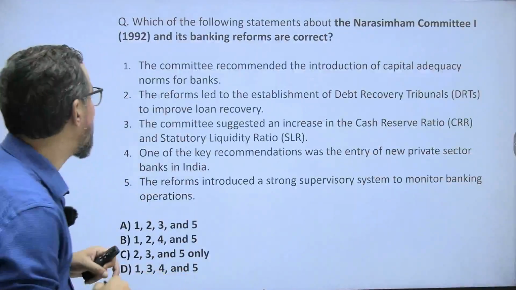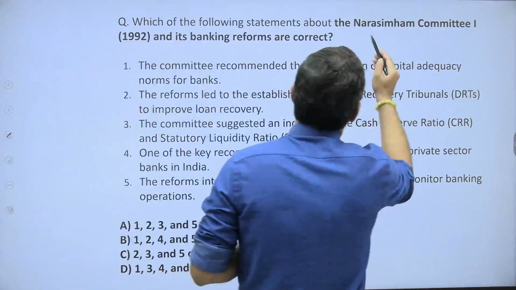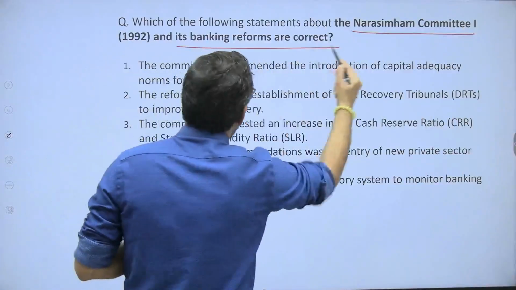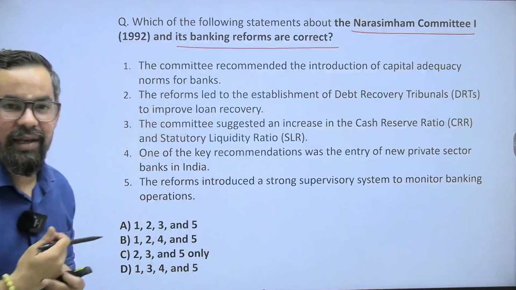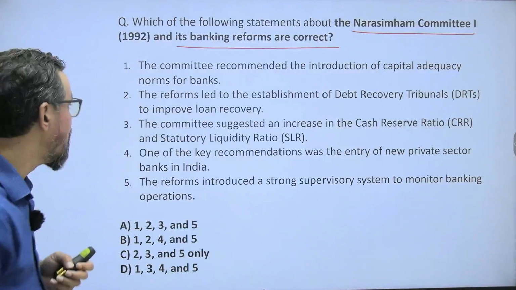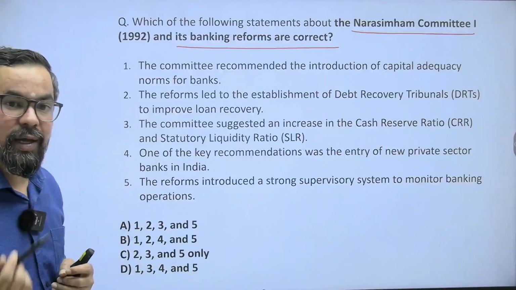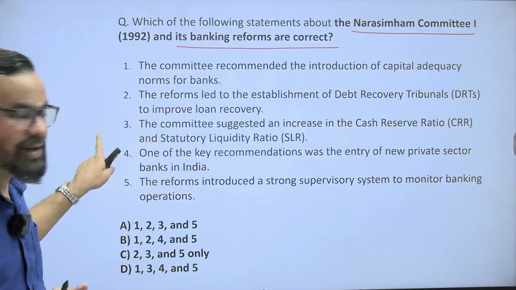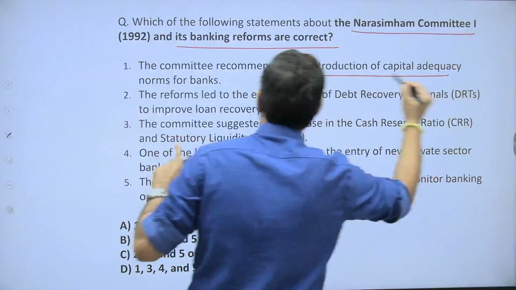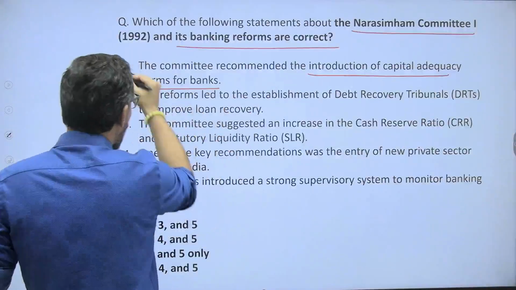Next one: which of the following statements about the Narasimham Committee I and its banking reforms are correct? Now it is about the Narasimham Committee I and its recommendations. We have to find the correct statements, and you'll get 2 marks if you answer this correctly. The committee recommended the introduction of capital adequacy norms for banks.